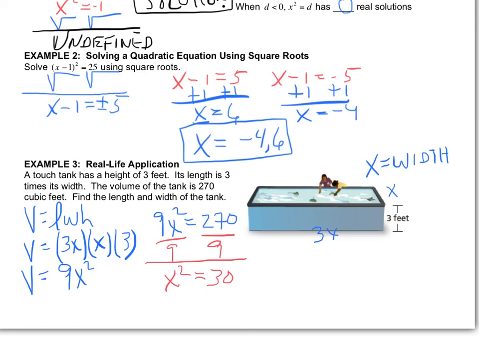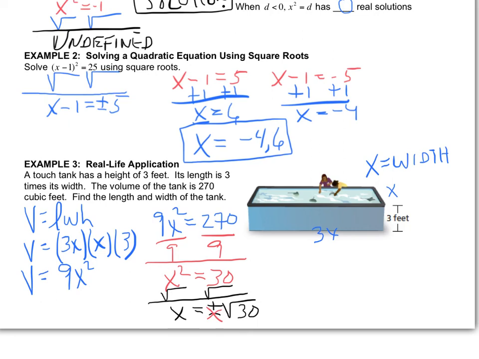Once I get to this point, I know I'm going to have two solutions, at least as far as the equation goes. When I take the square root of both sides, I get x equals plus or minus the square root of 30. Really, the square root of 30 is my answer. I don't want the negative square root of 30, because it wouldn't make sense to have a width, which was our x value, that is negative. So we throw away the negative part and only concern ourselves with the positive.